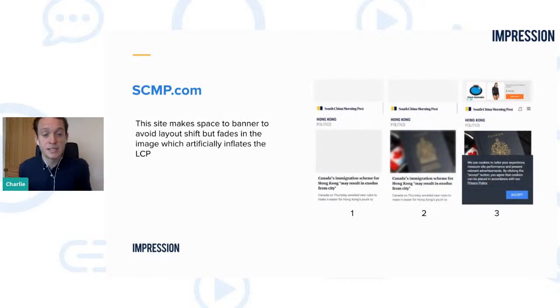This is very similar to the South China Morning Post. You can see they handle layout shift really well. They make space for the banner and for the imagery, so nothing is moving around. But they're blurring in that image, and yet again, just like the previous example, it's not being scored until that image blurring has finished. So again, if you are using any fancy effects in your imagery, just don't do it, because it is going to impact your Core Web Vitals.